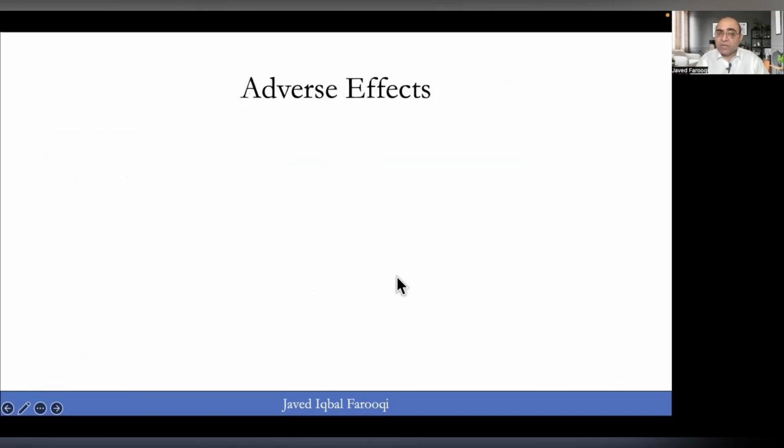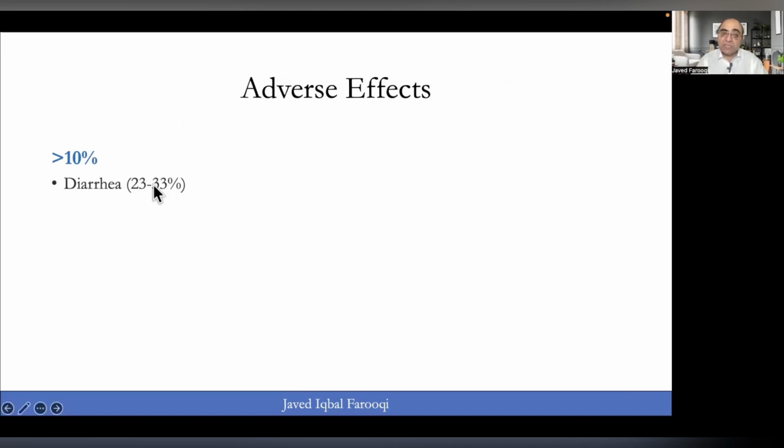Now, what about the adverse effects? We divide the adverse effects into those occurring in more than 10% of the patients treated with resmetirom, and those occurring in less than 10% of patients treated with resmetirom. The commonest ones are those that appear in more than 10% of the patients on resmetirom.